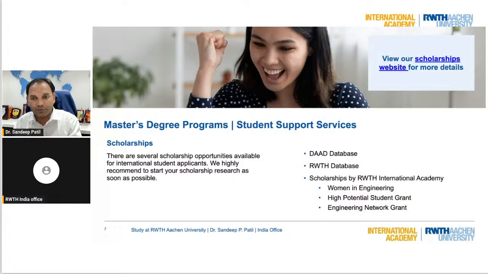But now, if I'm talking about the scholarships specifically for this class, what we represented now are the Women in Engineering, High Potential Student Grant, and Network Engineering Network Grant. So these are the typical scholarships available for this particular class. These scholarships are offered by the RWTH International Academy.